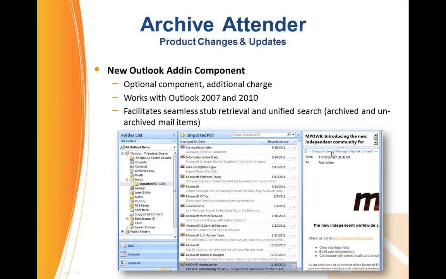We'll be doing seamless retrieval of stubbed messages here in the preview pane. So you can see up at the top here, this indicates this was an archived message and the original message content is what you're viewing. We'll also be able to search through Outlook. There'll be a Sherpa archive search. I'll show this to you in the demo, where they can perform a search that will look at both archived and unarchived content in one search result for them right in their Outlook box. So a nice option for people that want a bit more integrated experience than what the traditional product has offered.